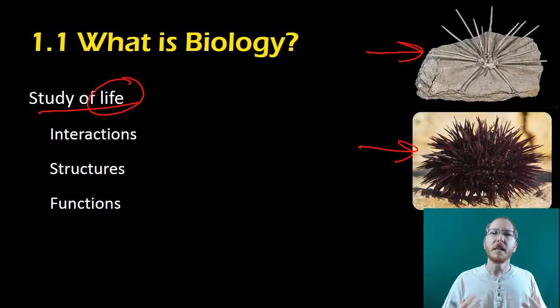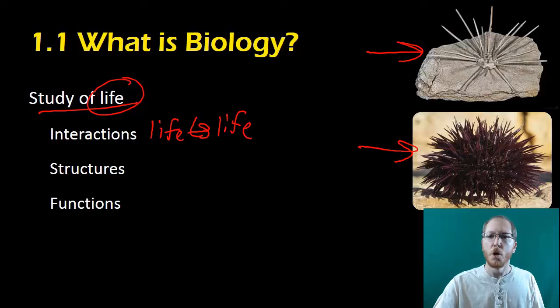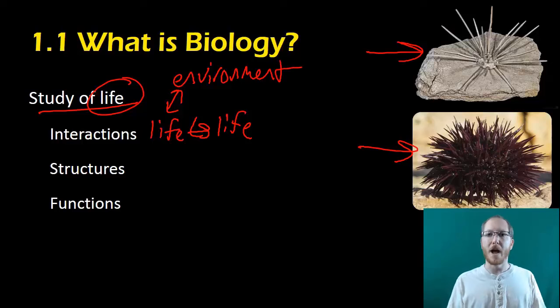Now, when we study life, there are several aspects of life that we can study. So first of all, we can study interactions. We can study how things that are alive will interact with other things that are alive. We can also see how things that are alive will interact with stuff that's not alive, what we would normally just call the environment. If you're wondering how this works, if I eat a rabbit, that's life interacting with life. Obviously, I'm benefiting, the rabbit not so much.